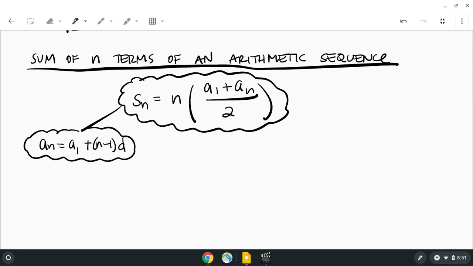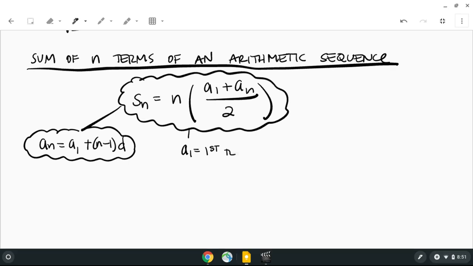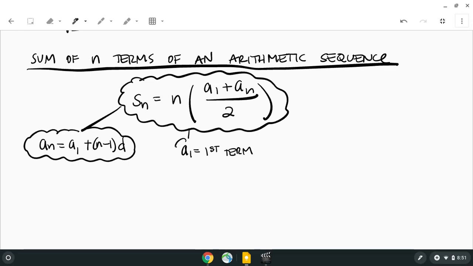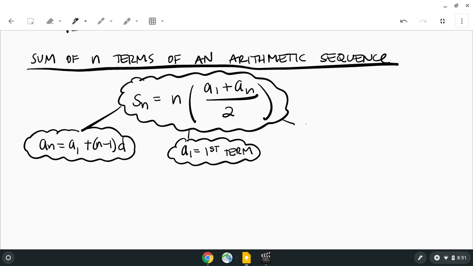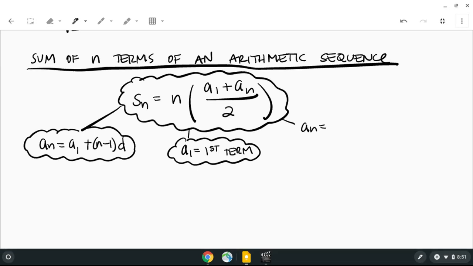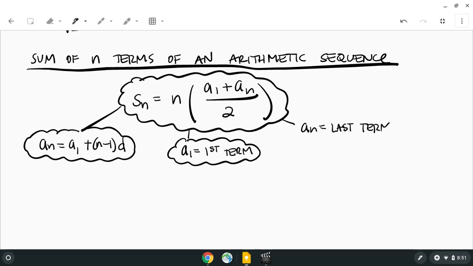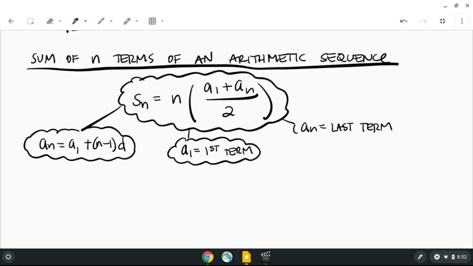And A1 is the first term. That's kind of obvious. But here, this use of AN is basically your last term, because here we're taking the sum of a finite number of terms. So AN is going to be your last term. It's kind of hard to see that because we've been using AN as maybe the 5th term, maybe the 12th term.